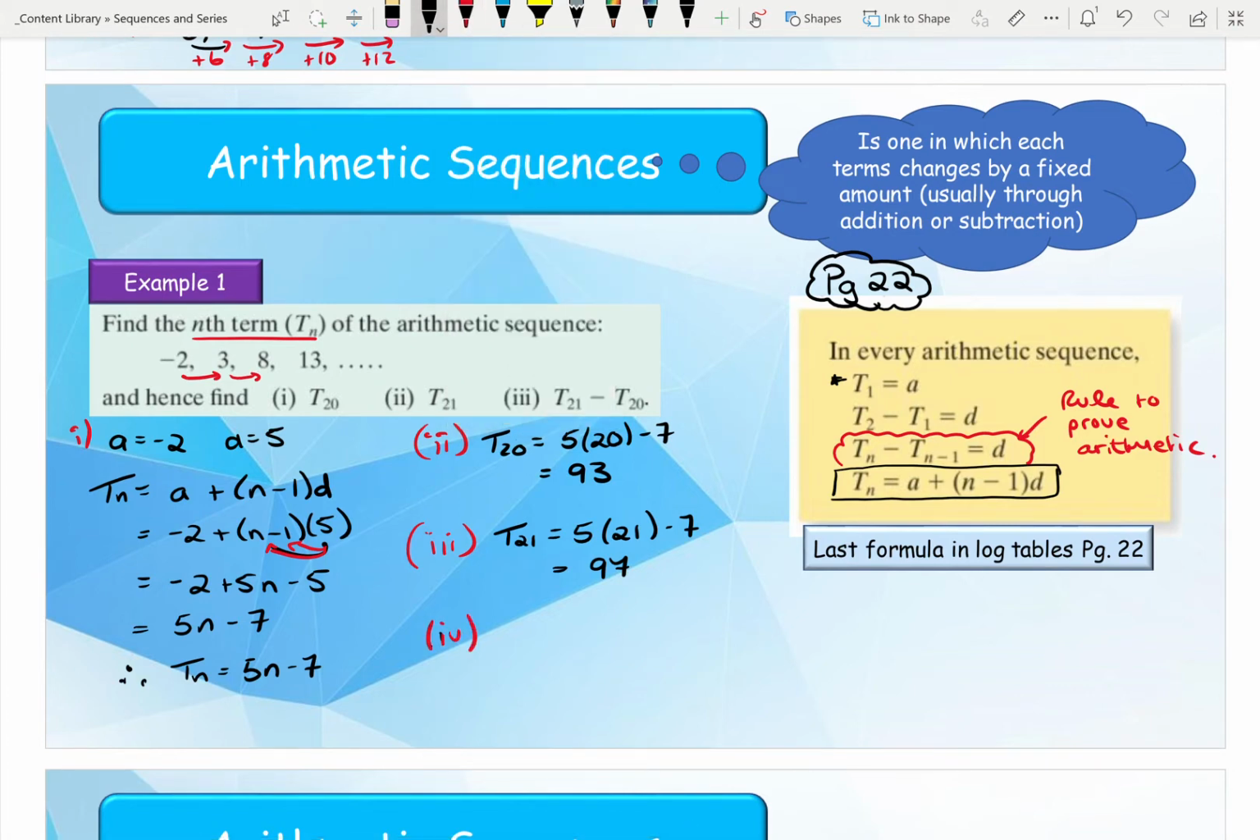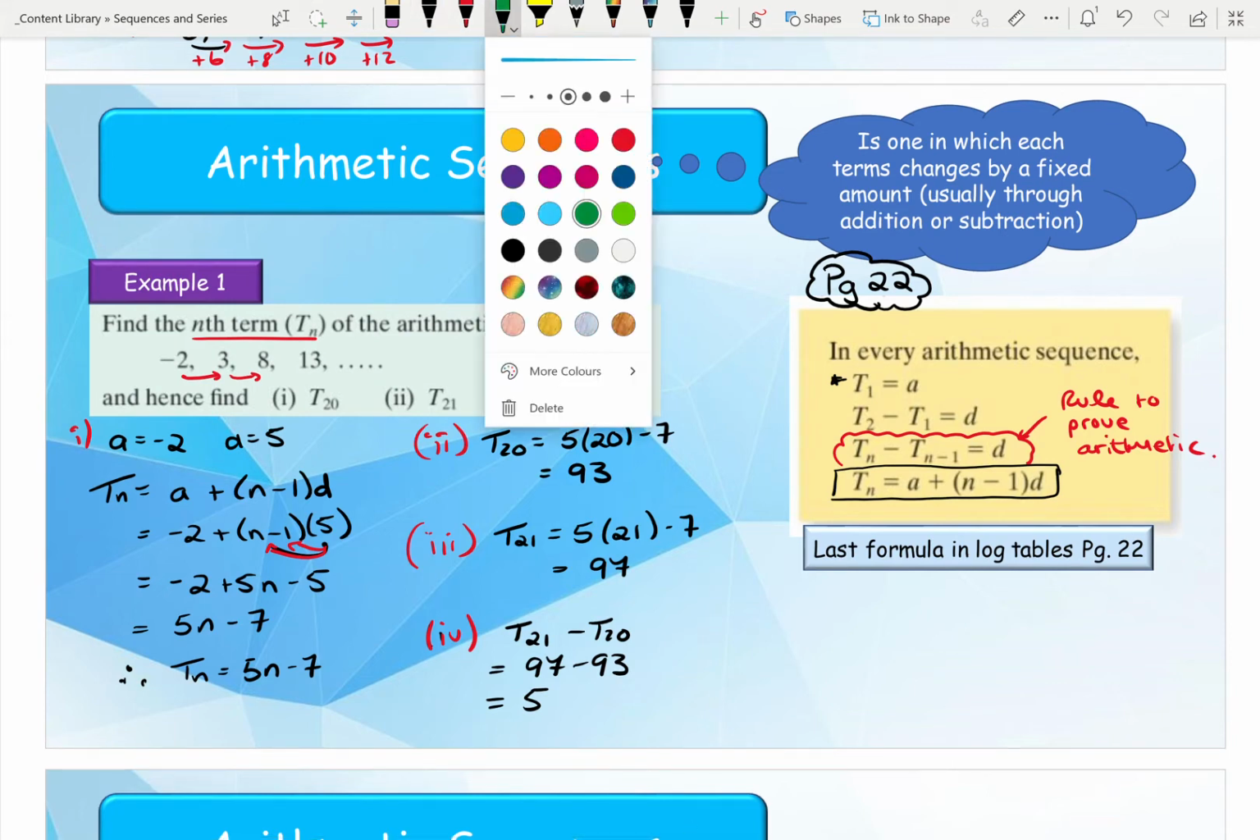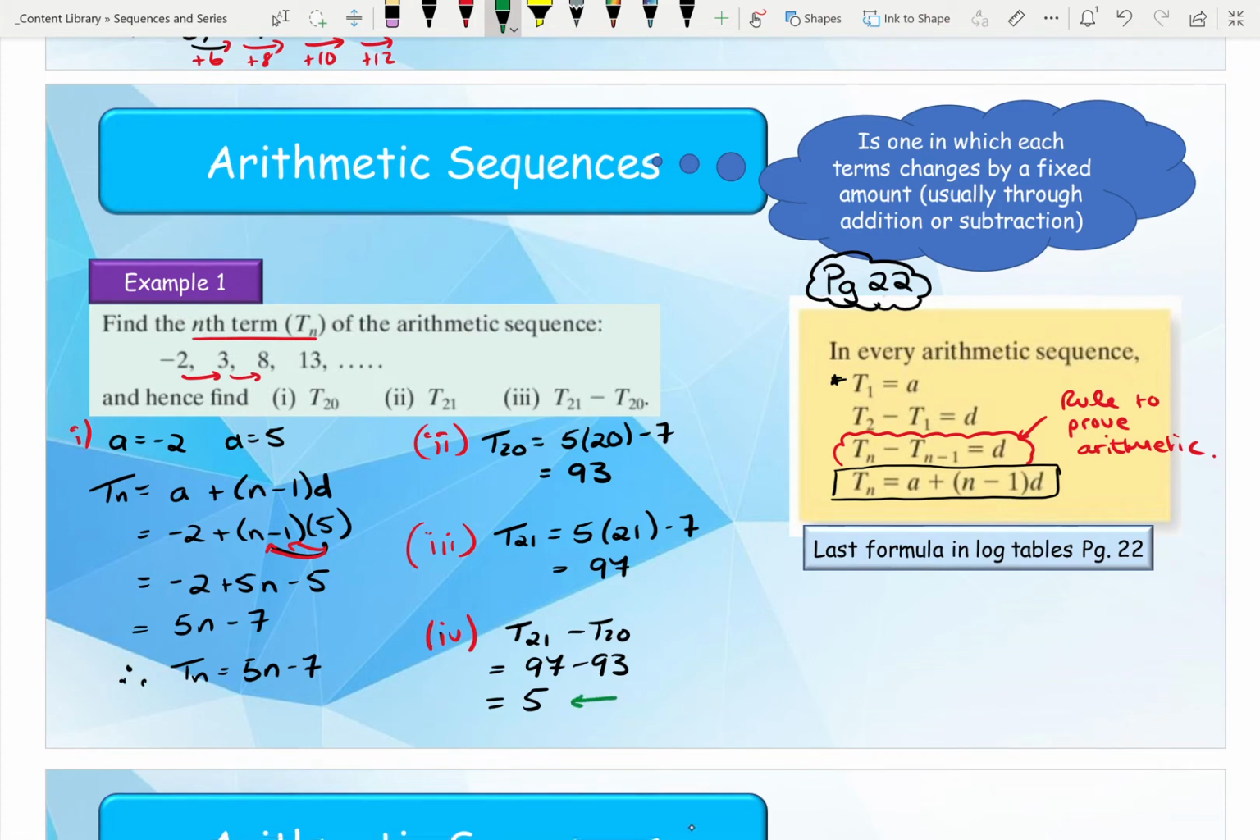Part 4 asks me to find T21 minus T20. T21 minus T20 is the same as having 97 minus 93, which gives me 5. You can see that is my common difference d. And remember, we said that one term minus the term before that should give us our common difference d. So we've proven that the sequence is arithmetic. That's example 1 there, guys. If you want to pause the video to go back over it, you can, and then we're going to move on to example 2.